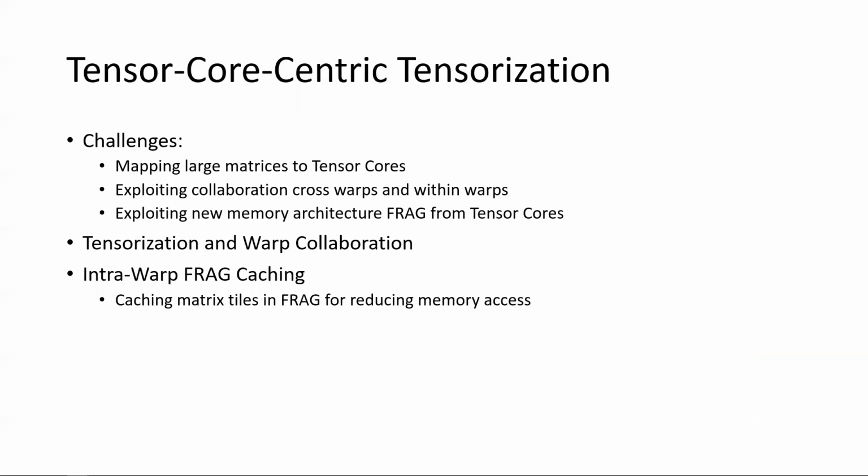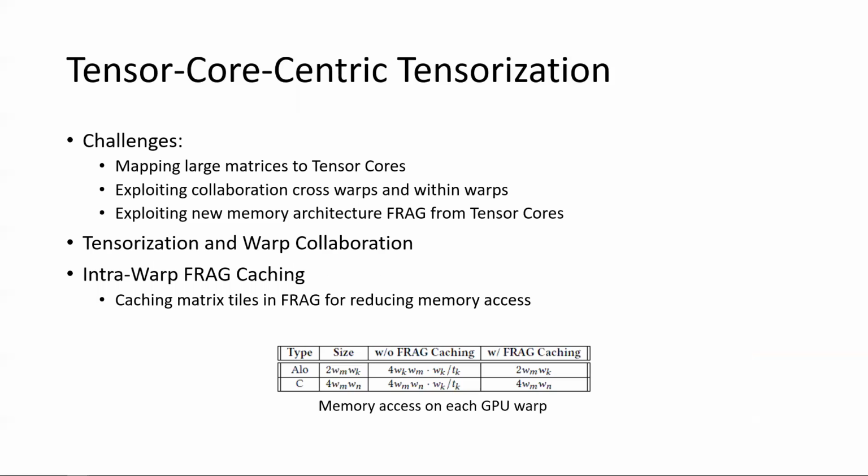The second optimization is the intra-warp fragment caching. We want to cache matrix tiles in fragment. So in this way, we can reduce the global memory access. In this table, we summarize the memory access on each GPU warp with and without fragment caching. Generally, we can save the memory access by several times.